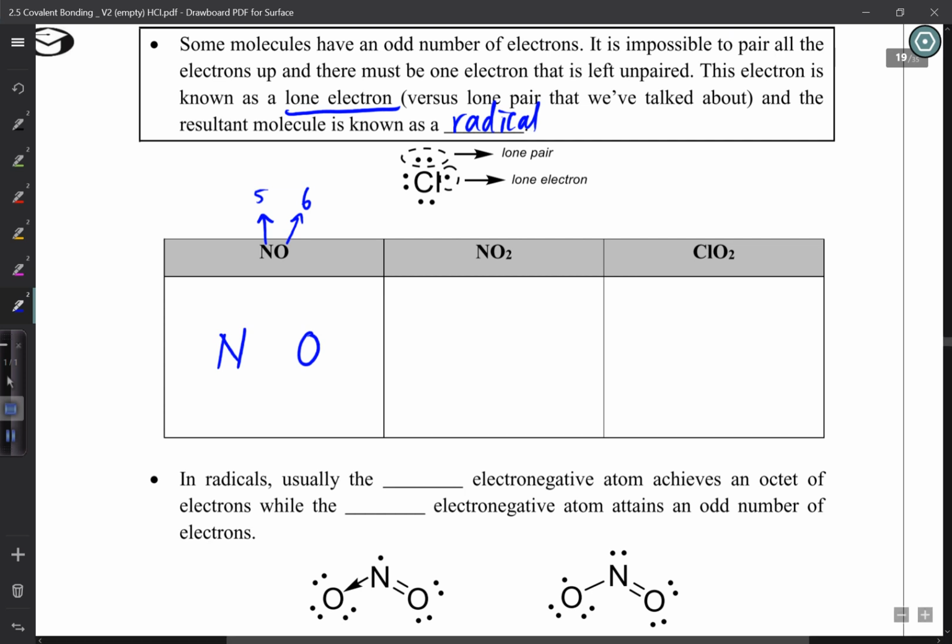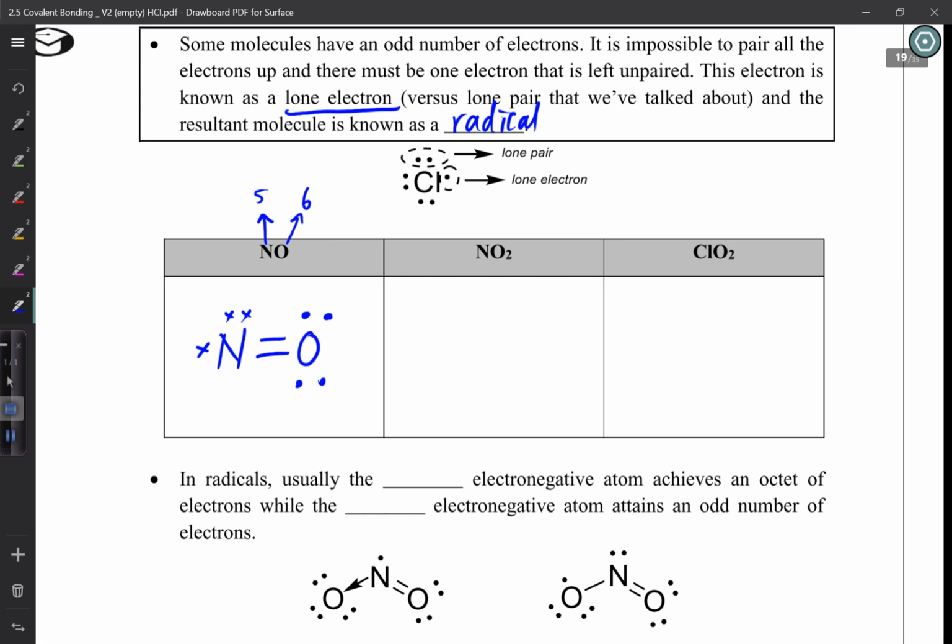So how do you draw the structure of NO? It has 1 radical. Basically, NO adopts this structure, whereby you have an unpaired electron on this nitrogen. There's no way for it to pair up. So this is the structure of NO.